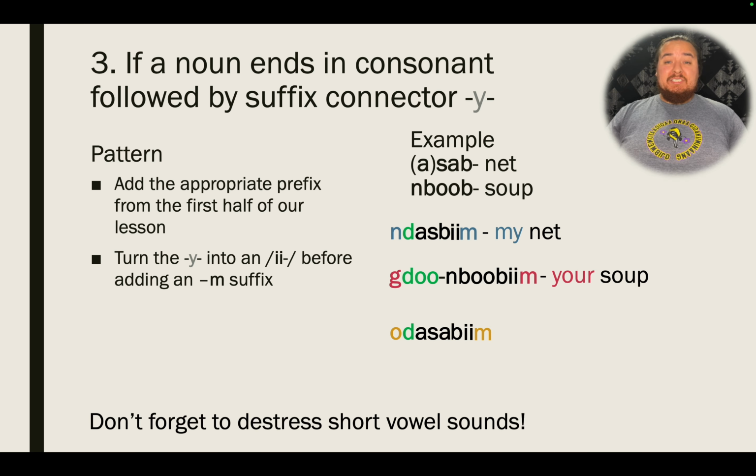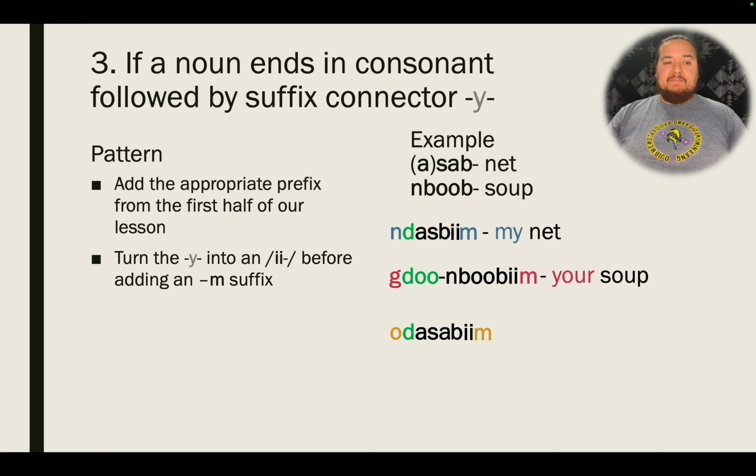Don't forget to de-stress your short vowel sounds. That's our O sound and our second A sound. Bring it all together. So that's how we go from sub for net to das beam, his or her net.